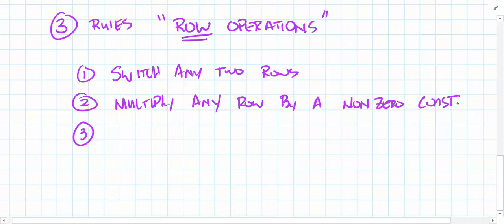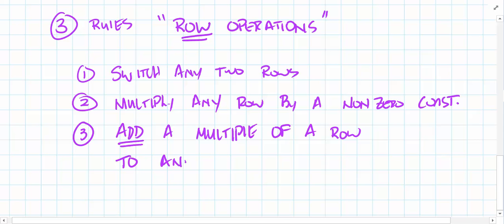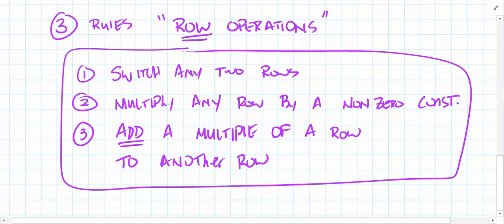And then number 3 is kind of a hybrid of the first 2 rules. You are allowed to do this. You're allowed to add a multiple of a row to another row. Okay, so these are our 3 rules that we are allowed to use for Gaussian elimination, and they apply to rows only. You can switch any 2 rows, you can multiply any row by a non-zero constant, or you can add a multiple of a row to another row, or you can use any combination of all 3 at once. Okay?